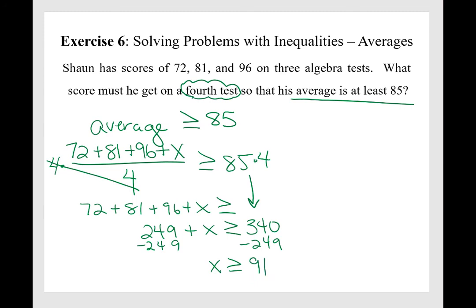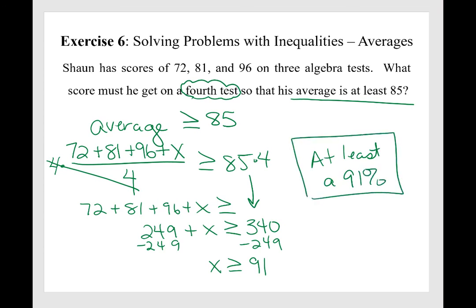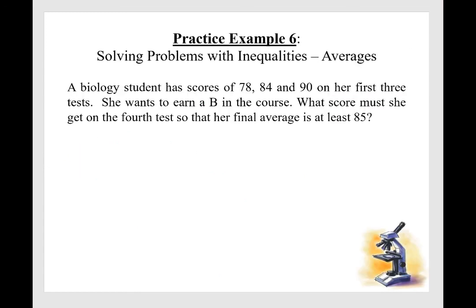Okay, so what does that mean as far as his fourth test? x, which is the fourth test, has to be greater than or equal to 91. So on that fourth test, he needs at least a 91%. He cannot get below a 91%. If he gets below a 91%, he will not keep an 85 average. All right, so same situation. I'm just going to change the numbers and let you try. So if you'd like to, go ahead, try, press pause. I'll see you back in a second.